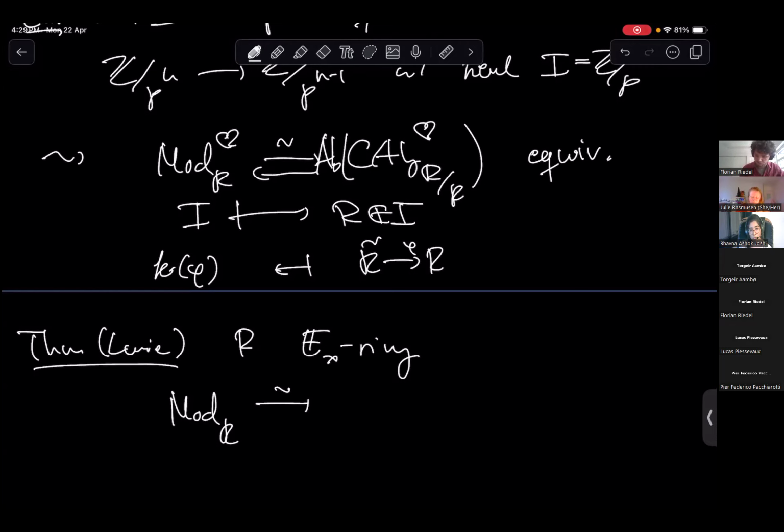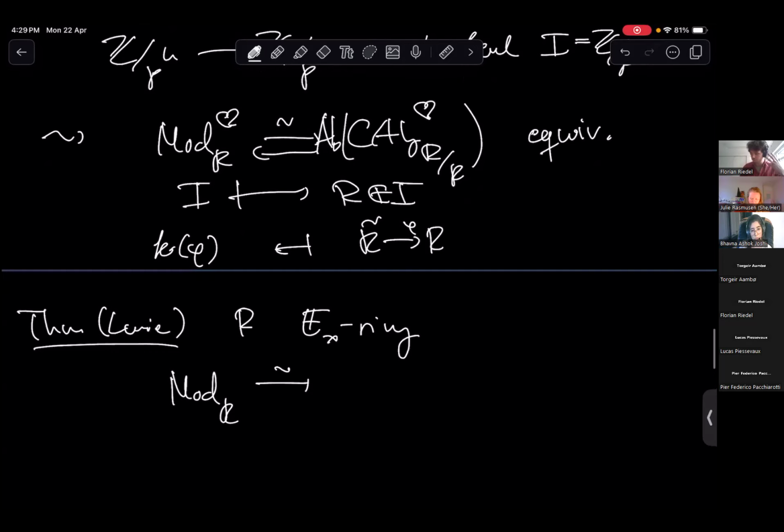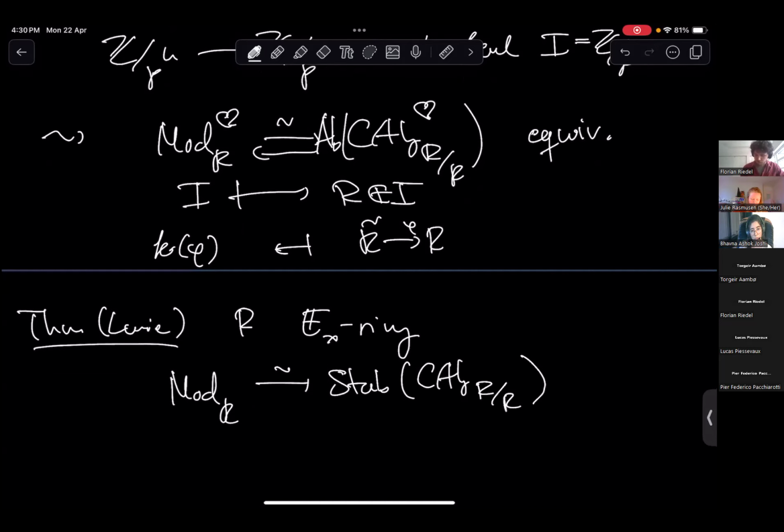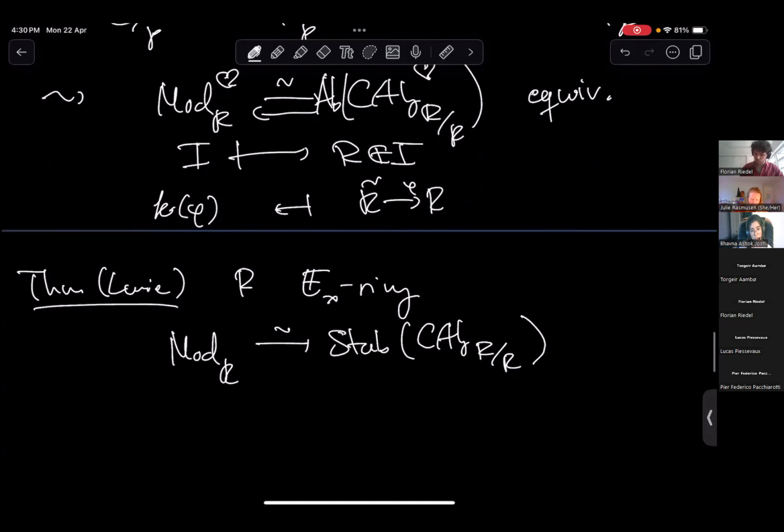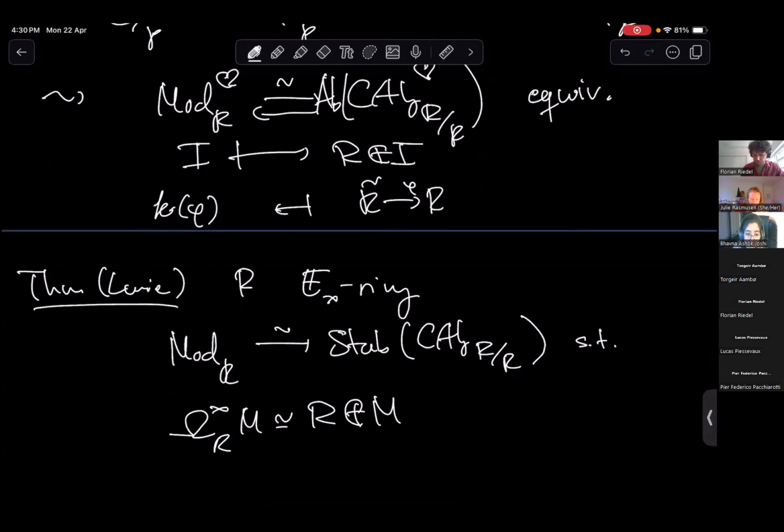Yeah, this is crucial. Okay. This observation, which again you can prove yourself, it's a fun exercise, you could promote to a definition almost in the sense that R modules are equivalent to the stabilization of commutative algebras, like augmented algebras over R, such that if you take the underlying infinite loop object of a module M, just on spectrum level, this is a direct sum like this.